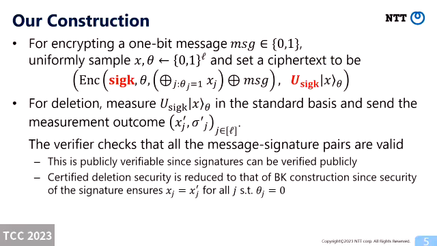And for deletion, similar to the BK construction, we simply measure this state in the standard basis and send the measurement outcome as a deletion certificate. The measurement outcome now looks like this: the pair of the bit and its corresponding signature. And the verifier now only checks that all the message-signature pairs are valid. I remark that this is publicly verifiable because the signatures can be publicly verified.